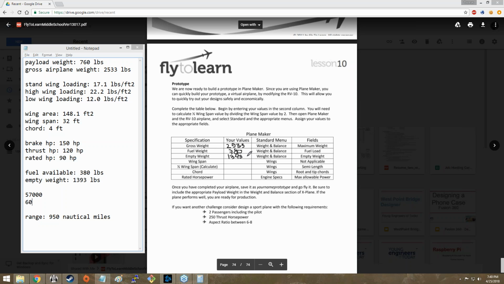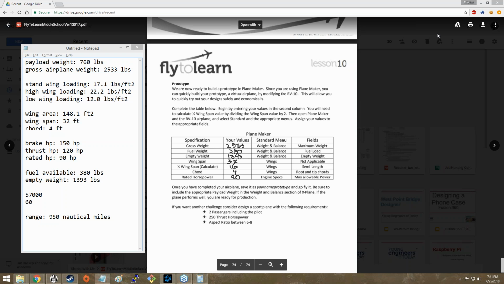Wingspan is going to be 32 feet. I know this is totally thrilling to watch me do this. Half of wingspan is going to be 16, because I'm super good at math and I know how to divide 32 by 2. Chord is going to be 4 feet. Rated horsepower is going to be 90 horsepower. So really all you're going to do is go into PlaneMaker for X-Plane and set up everything as it is here.